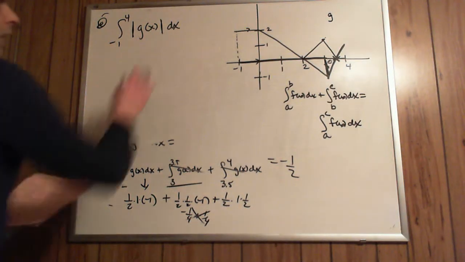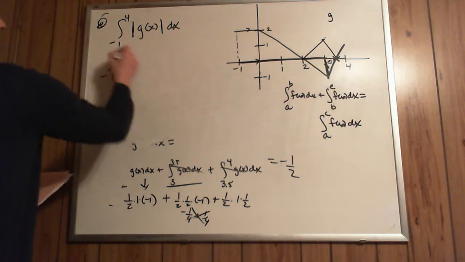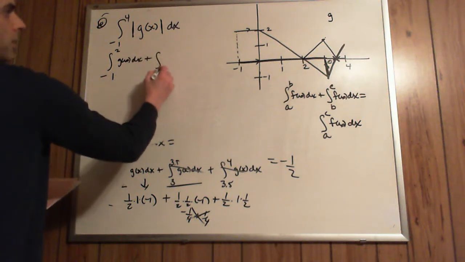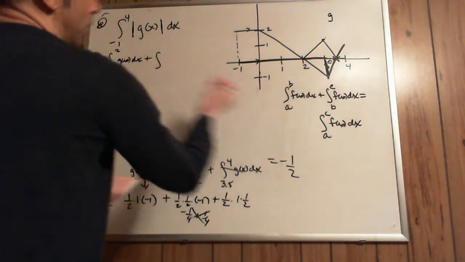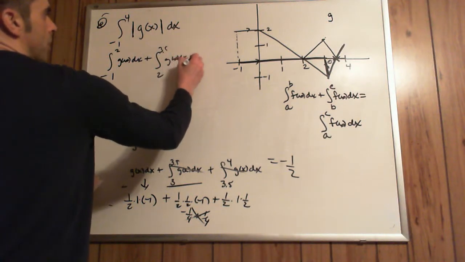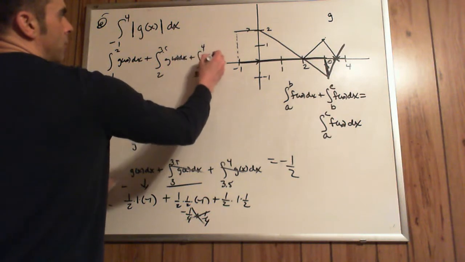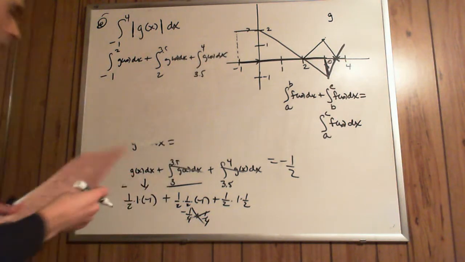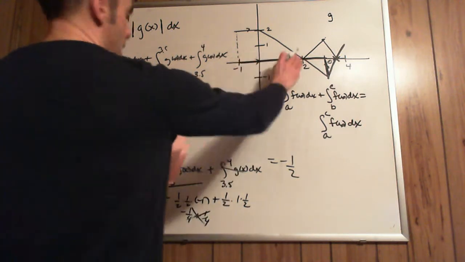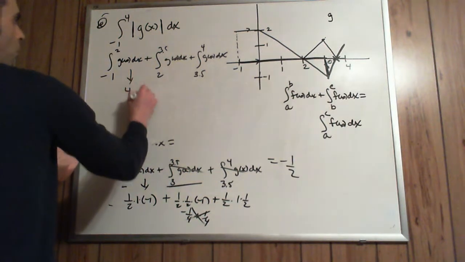So the value of this would be the definite integral from -1 to 2 of g at x dx, plus the definite integral from 2 to 3.5 of g at x dx, plus the definite integral from 3.5 to 4 of g at x dx. And I believe this first one we found is the area of a trapezoid. That was in the first example. This was a value of 4.